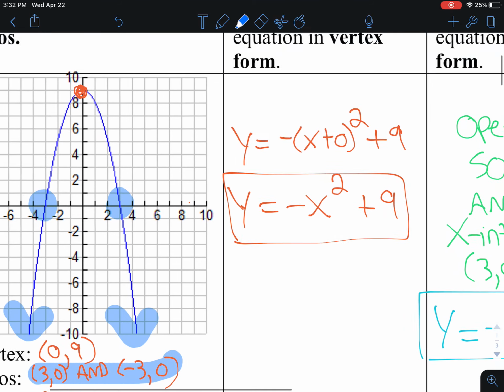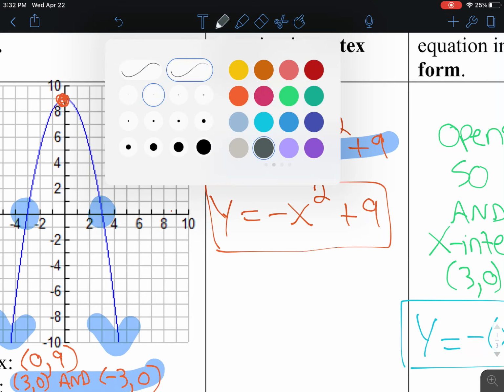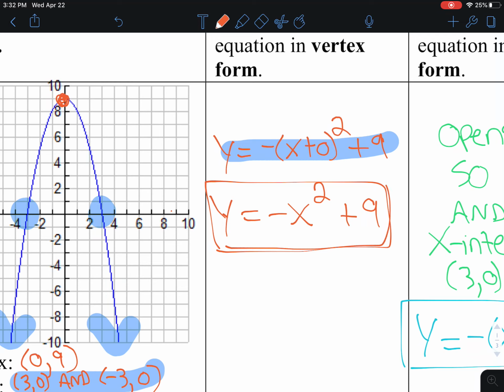So for your vertex form, remember, the opposite of the x of the vertex goes inside the parentheses, which is 0. So if you want to put 0 there, you can. The negative goes in front because it's opening down, and then you have plus 9 because it's up 9. Now, you don't need that 0 there or the parentheses, so you can write it as this. And technically this is vertex form right here.